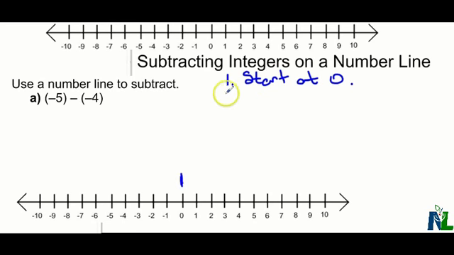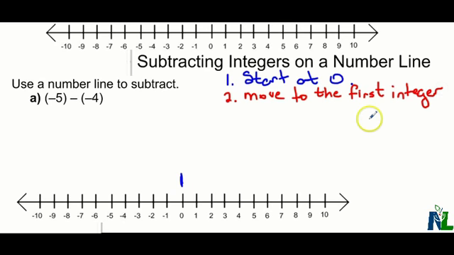I'm going to indicate that. Now my second step would be to move to the first integer in my problem. So my first integer here is -5. So I'm going to show this in red. I'm going to move to my first integer, and that is step 2, -5.